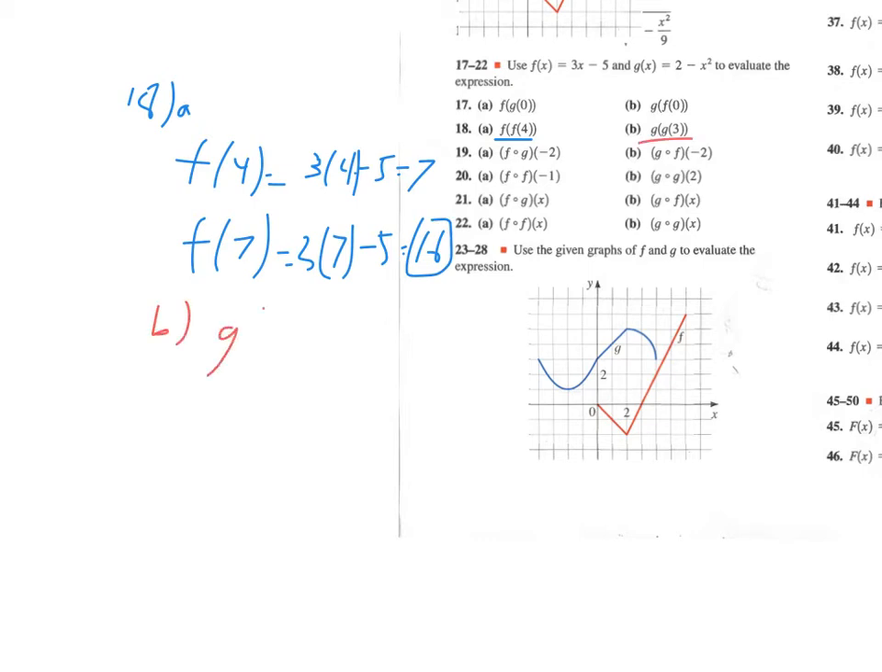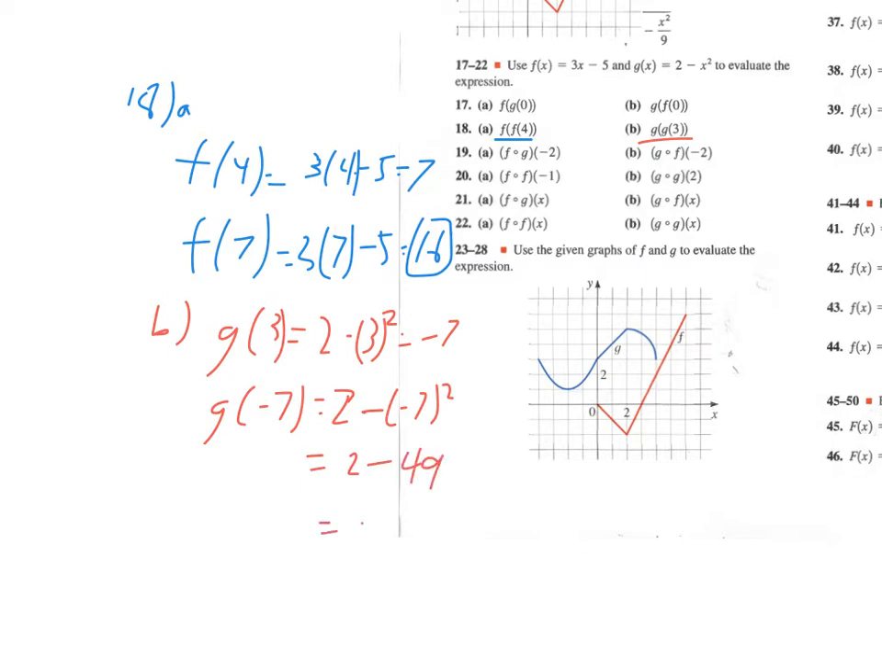Then for part B, g of 3, I'm going to do the inside first, g of 3, 2 minus 3 squared, and that's going to be 2 minus 9, which is negative 7. So then I need to do g of negative 7, which is 2 minus negative 7 squared. Now I cannot do minus minus to plus plus there because I have to do the exponent first, so that is negative 47.